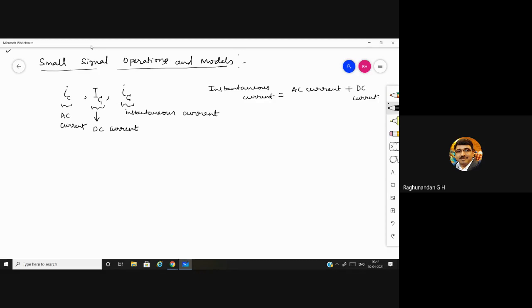And why it is called small signal operation is, usually we give a small input signal, because we want to amplify it. Nobody will give a very high input and then try to amplify it. So we are going to amplify small values into a bigger value at the output side. That small signal which we are giving might be an AC value. That's why this topic is known as small signal operations.